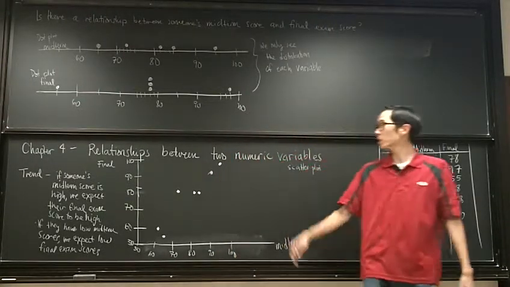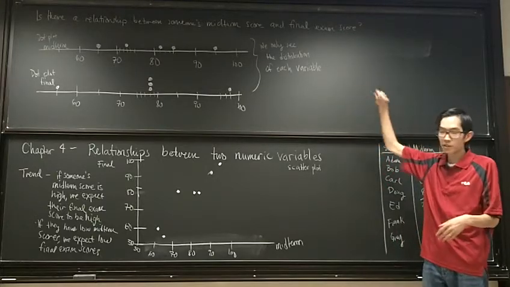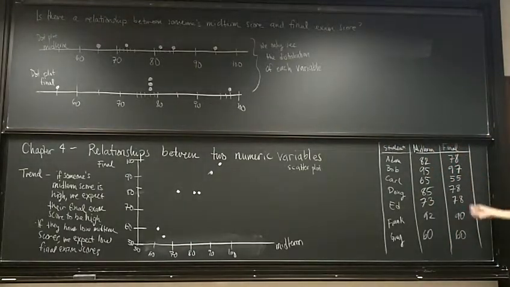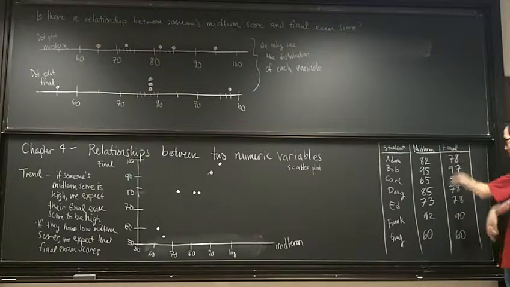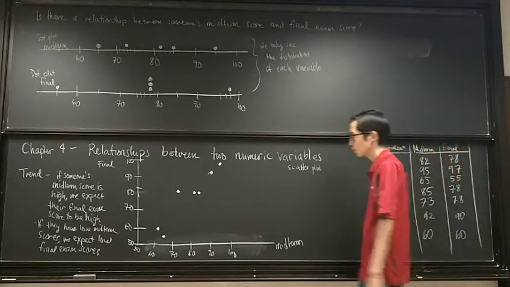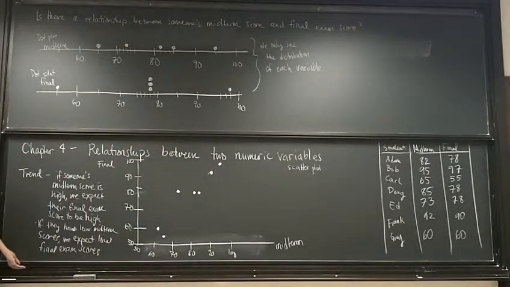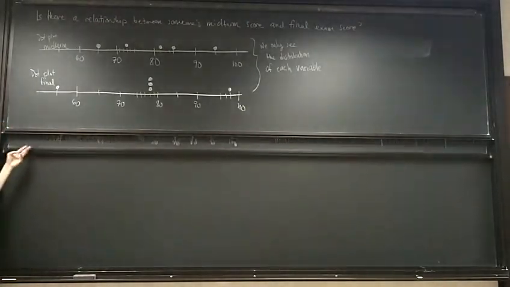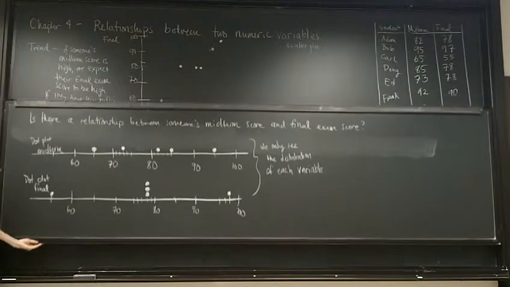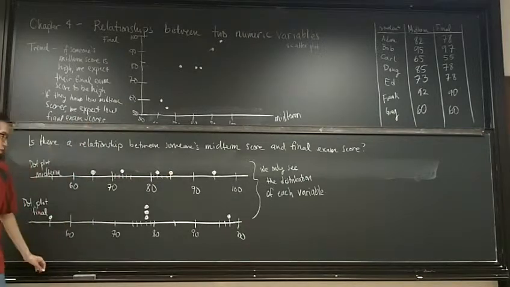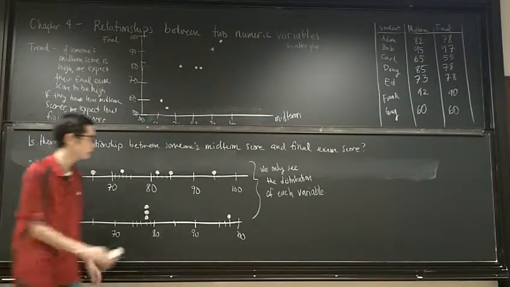Okay? So when we looked at the numeric variables by themselves, it didn't seem like there was a relationship. But when you look at pairs of points, okay, and it's important that this 82 was linked to the 78 and the 95 is linked to the 97, right? If I just threw these points up, if these were not matched up like so, we would not have this kind of relationship. So here's an example of a relationship between two numeric variables. And what we saw is that if their midterm score was high, we expect their final exam score to be high. If their midterm score was low, we expect their final exam score to be low.